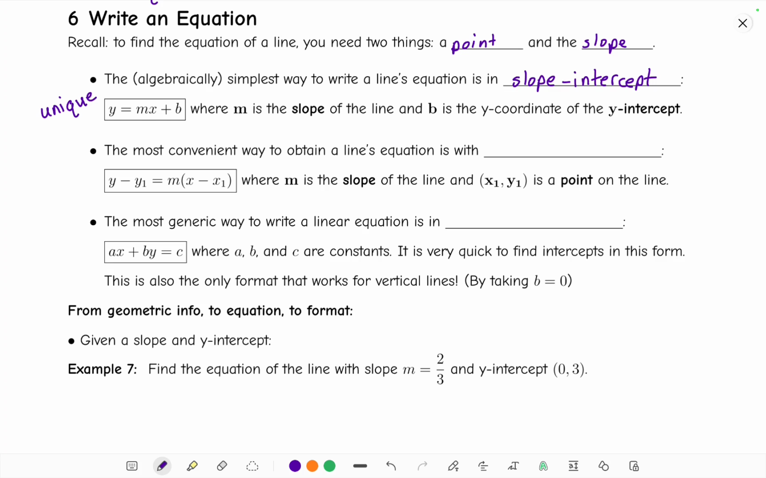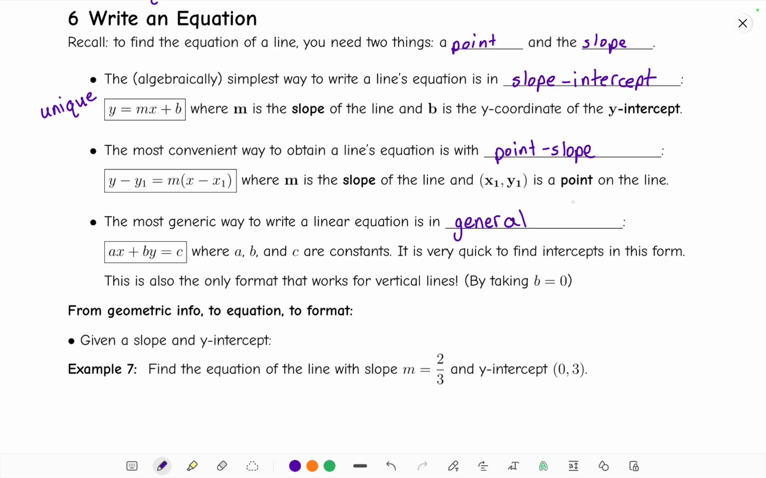The most convenient way to obtain a line's equation is with point-slope form. So like I said, this one won't be unique. That's why it's not as common, because you could get two different answers and both of them be correct. But the reason why it's more convenient is because you can use any point and the slope, not specifically the slope-intercept.